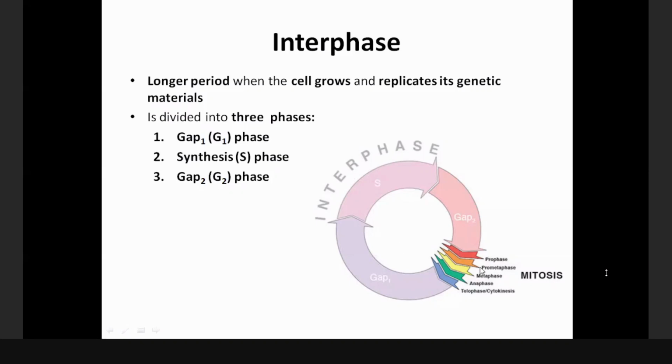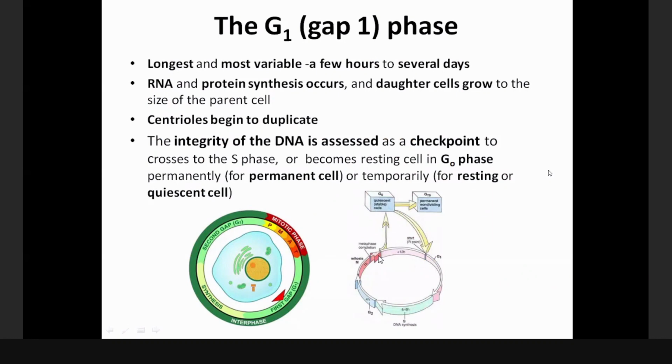Here is the short phase of mitosis, but the longer one is interphase, which can be divided into three phases. The first one is named gap 1 phase. The second one is the synthesis phase, when DNA is actually replicating, and the third one is named gap 2 phase. So in interphase, we have the G1 phase, S phase, and G2 phase to look at. G1 phase is the longest and the most variable phase.